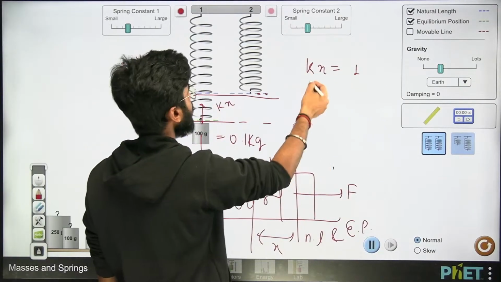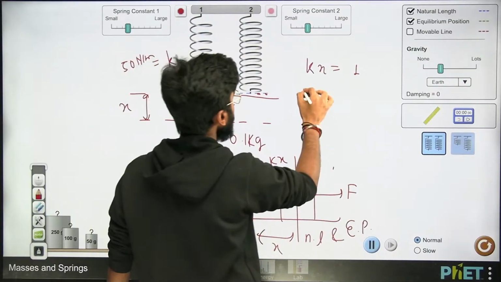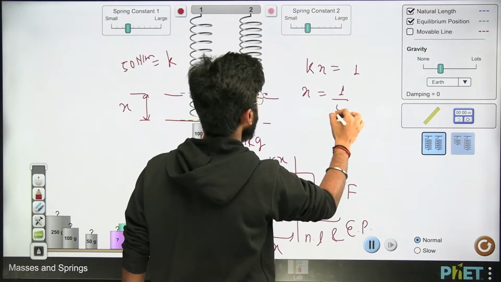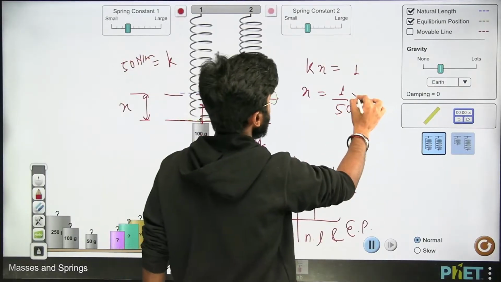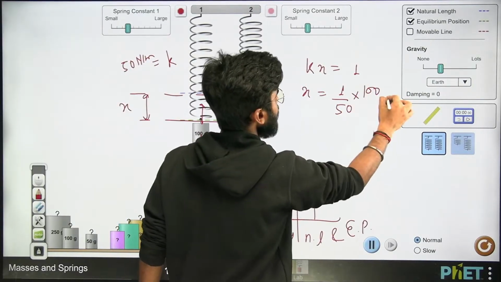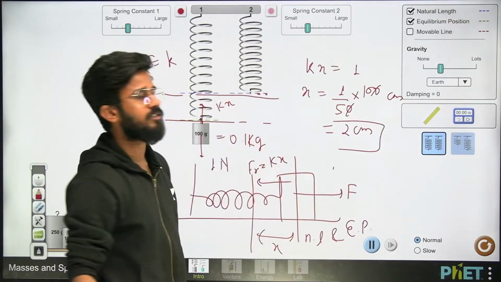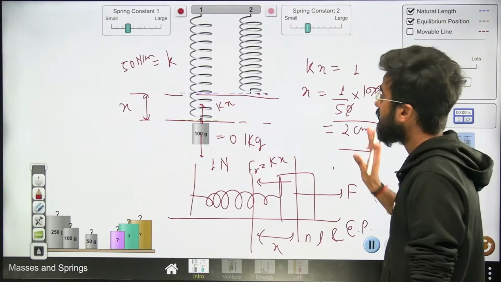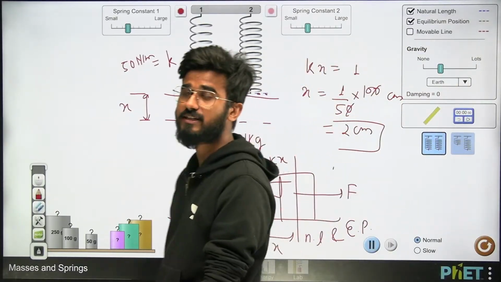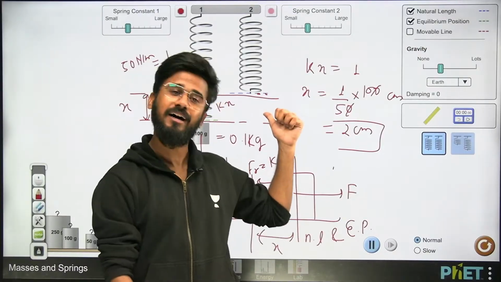And what is the value of K? 50 Newton per meter. The force is 1 Newton in SI unit. So x is equal to 1 by K, which is 1 by 50 meter. We can also change it into centimeter by multiplying by 100. So it is 2 centimeter. So if the spring constant is 50 and the mass is 100 gram, then the extension in the spring, or we can say the equilibrium position, is separated by a distance of 2 centimeter from the natural length.